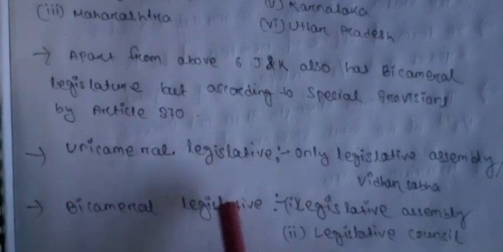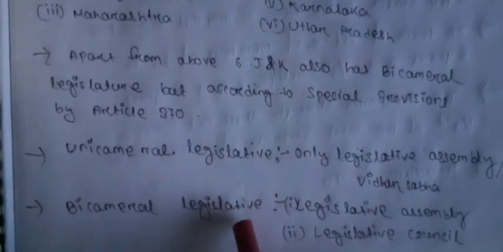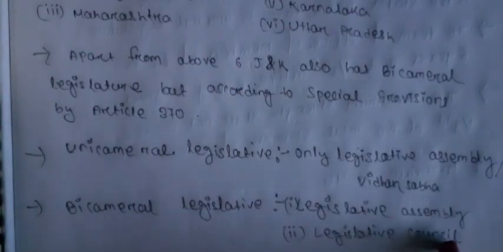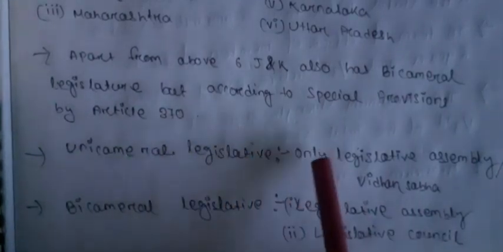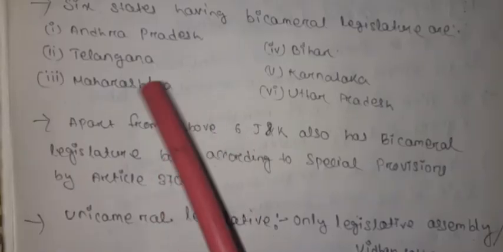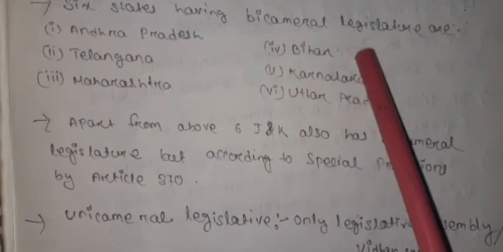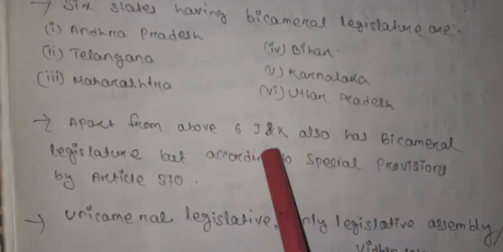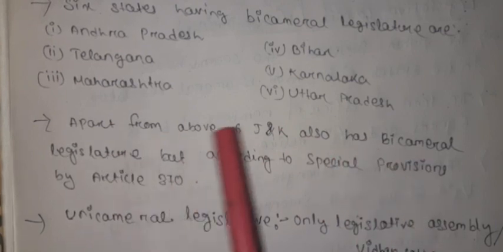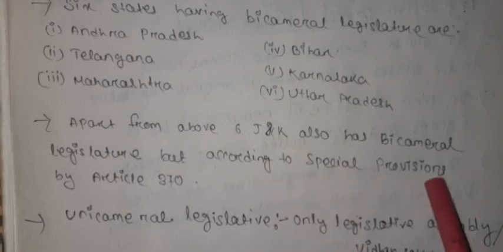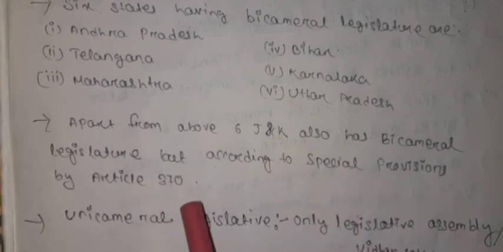And what is bicameral? A bicameral legislature contains both a legislative assembly and a legislative council. Okay, but a unicameral legislature contains only a legislative assembly. You should know that the above 6 states are bicameral, but Jammu Kashmir also has a bicameral legislature, but we can't count this because it has some special provision by Article 370.